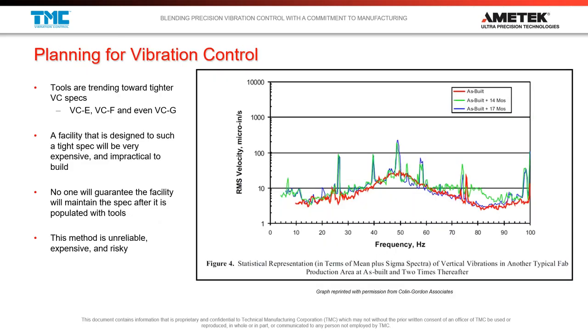So when you're planning for floor vibration control, I think one of the most important things to remember is vibration in your facility is always going to rise over time. And this is a chart from a study that was done by Colin Gordon Associates some time ago. What they did is they went into a fab that was newly built and it was designed to some design criteria, and they took measurements of the floor. They went to the empty fab and they got this red curve, which shows what you would expect in an empty facility. Pretty smooth, resonant frequency roughly around 50 hertz, probably from all the HVAC equipment and stuff like that, and then rolling off again.